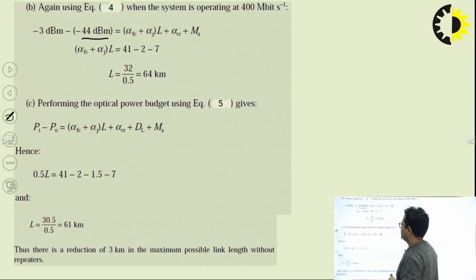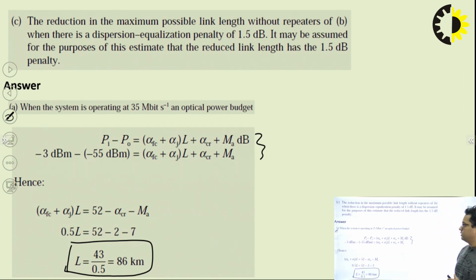Now the next question that is asked is about the reduction in the maximum possible link length without repeaters of part B when there is a dispersion equalization penalty of 1.5 dB.